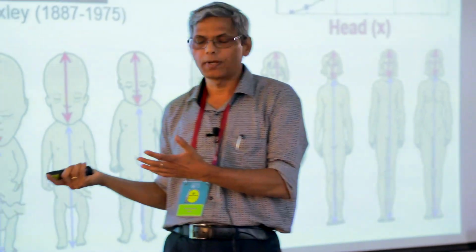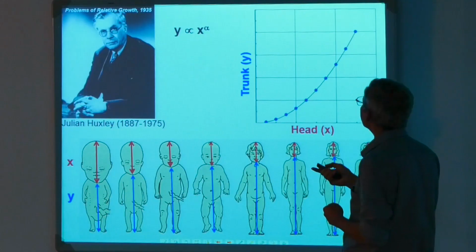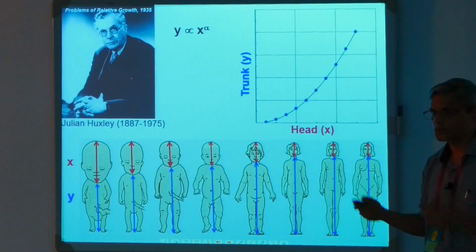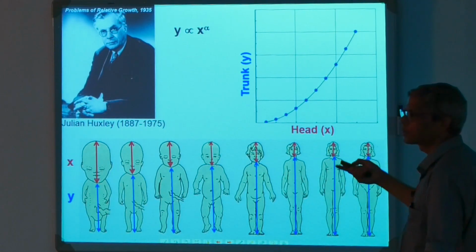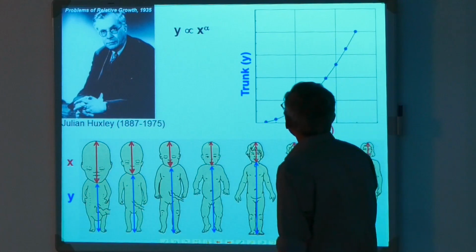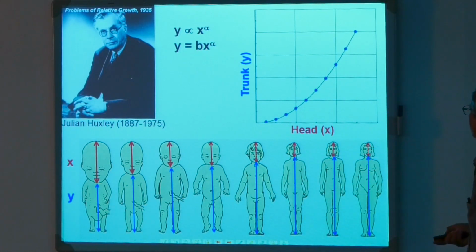So how do you write it in an equation? Of course, it's not a straight line, so you write it's a power law, y is proportional to x to the power alpha, where alpha is non-unity, it is not 1. Of course, if alpha is 1, it becomes a straight line. And you can convert this into y equal to b, a constant, into x to the power alpha.